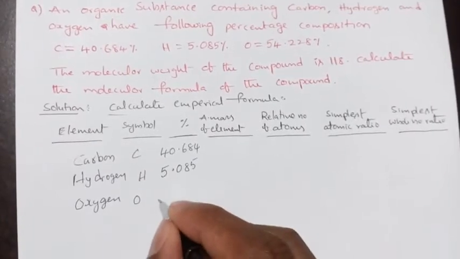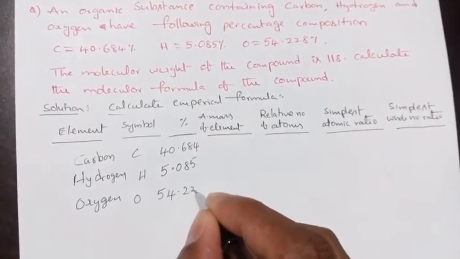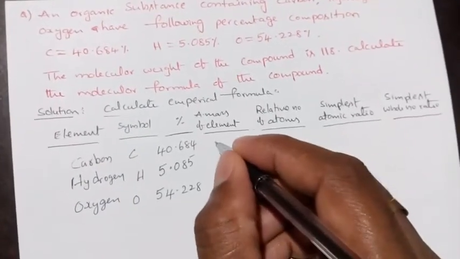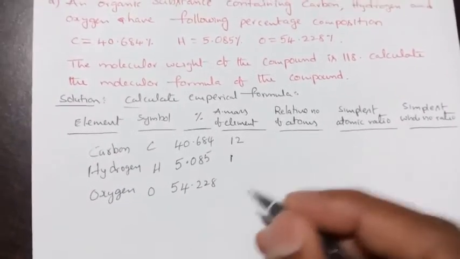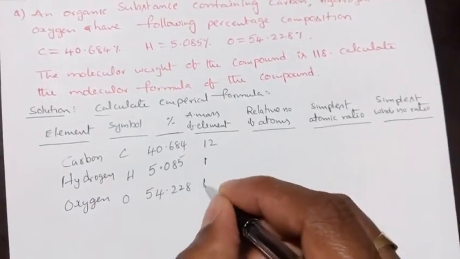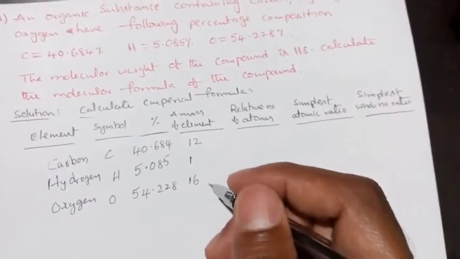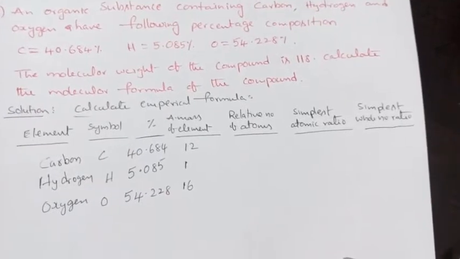Oxygen is 54.228. Atomic mass of carbon, we know that is 12. Atomic mass of hydrogen, we know that is 1. Atomic mass of oxygen, we know that it is 16. So the first step to find the empirical formula is finding the relative number of atoms.